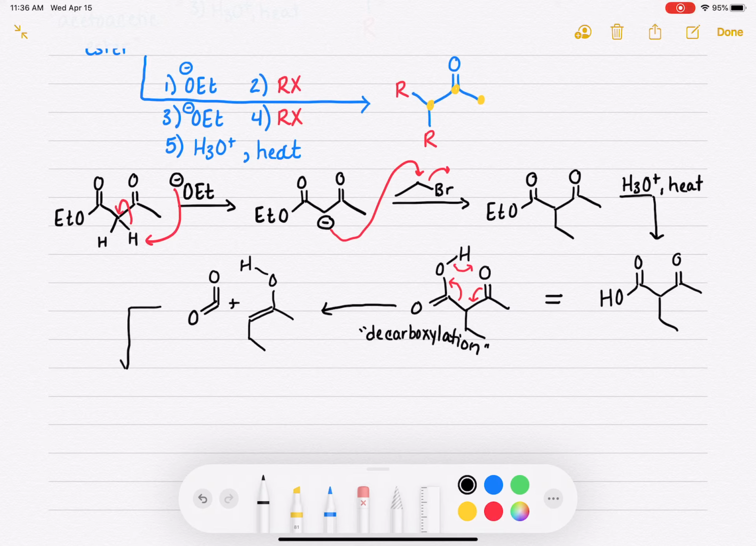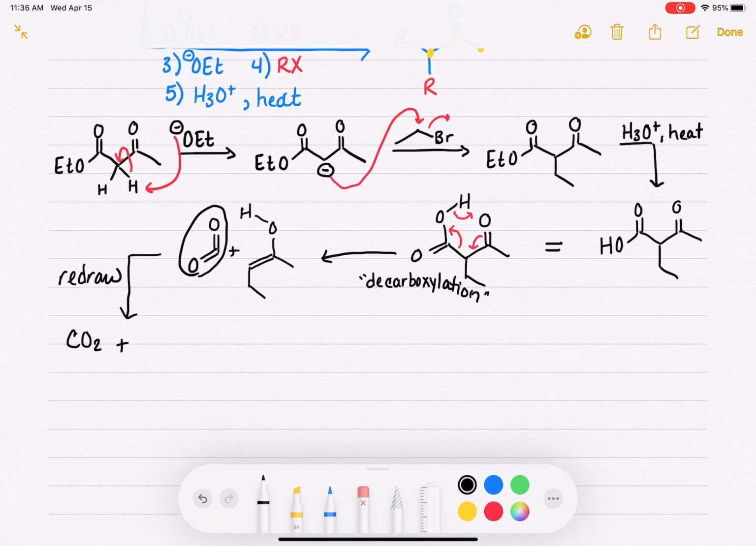So let's redraw to make this prettier. Our CO2 molecule, which looks funny as a line structure, and our enol. And I want to make sure that I have the right number of carbons. 1, 2, 3, 4, 5 in my chain. 1, 2, 3, 4, 5. And the enol undergoes tautomerization because the carbon-oxygen double bond is more stable than the carbon-carbon double bond. Looks good.